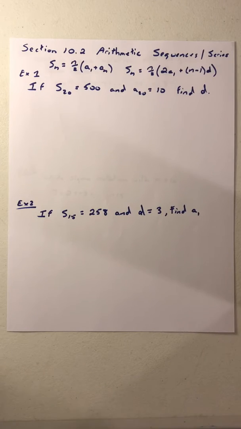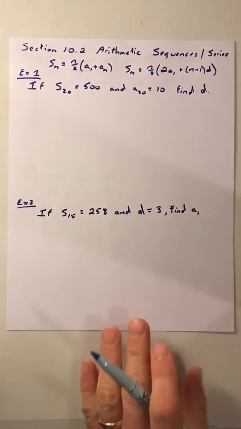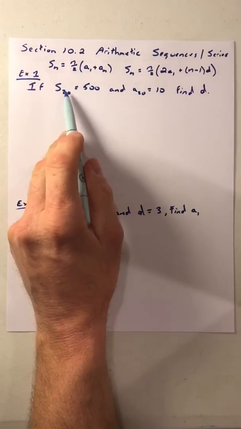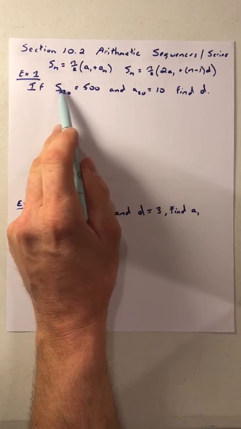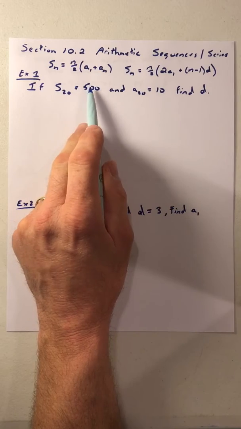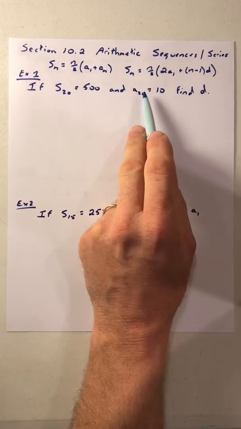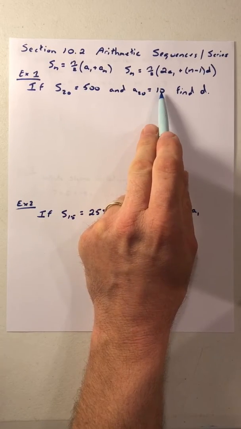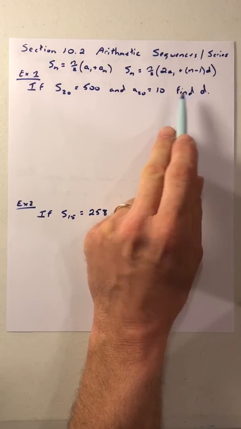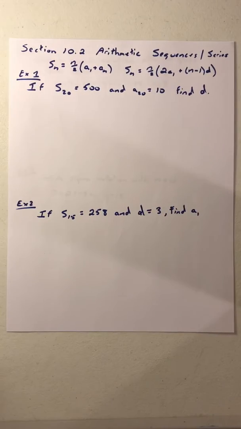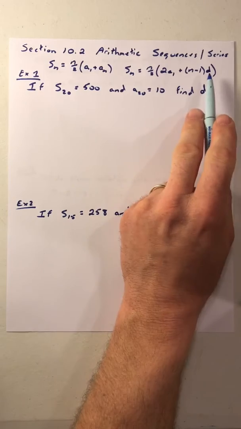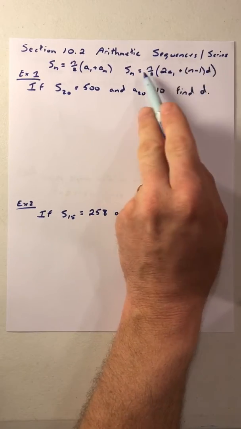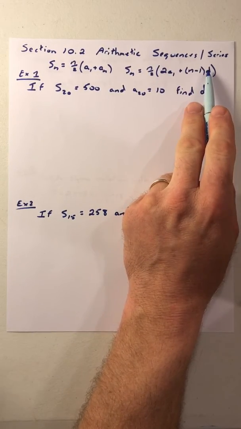So if we look at example 1, we're given S of 20, or the sum of the first 20 terms of a series, to be 500. And we know the 20th term to be 10. Can we find that d value? Well, it looks like we're looking at this second equation, because that's where our d is.